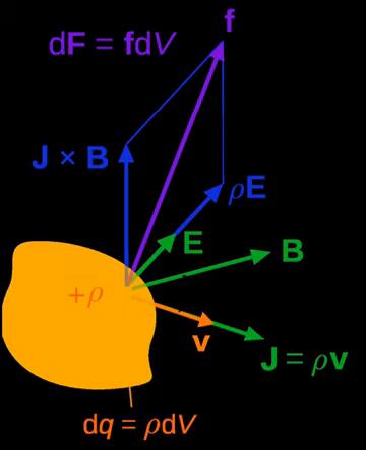Topic. See also: Ricci calculus. Energy density of electric and magnetic fields. Poynting vector. Electromagnetic stress-energy tensor. Magnetic pressure. Magnetic tension force.